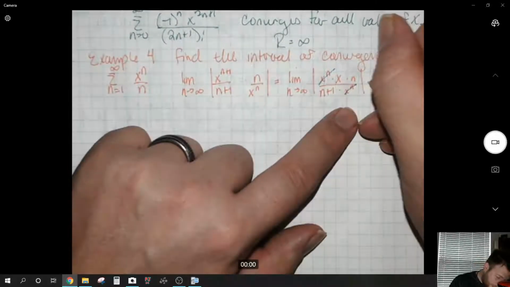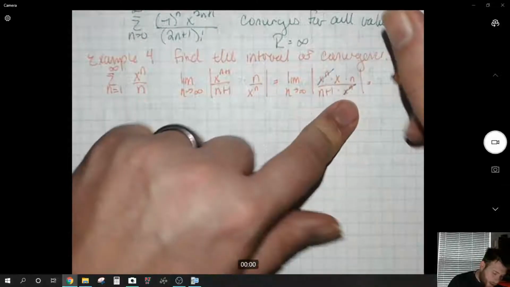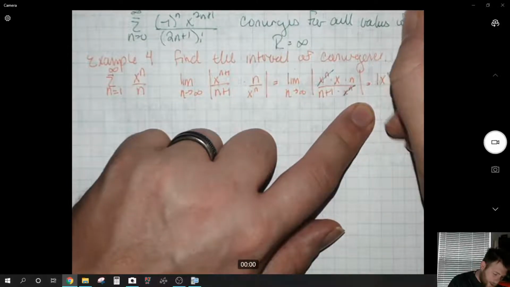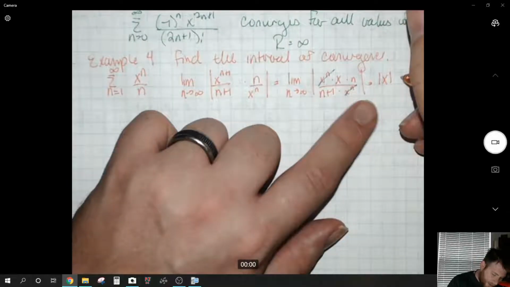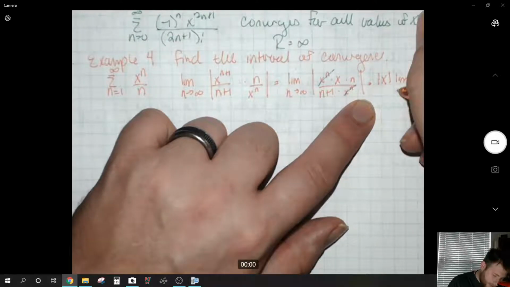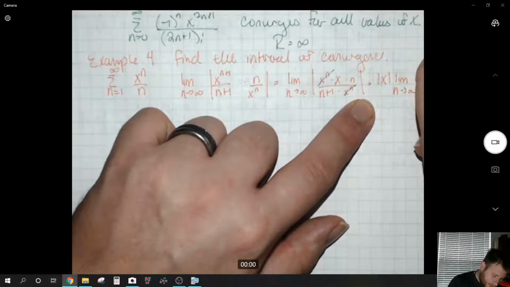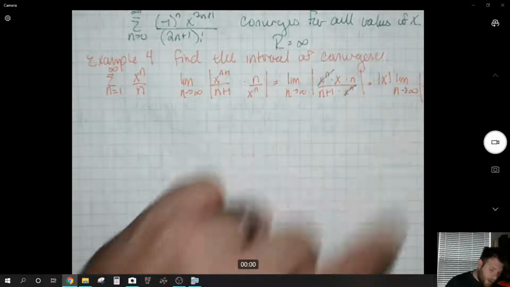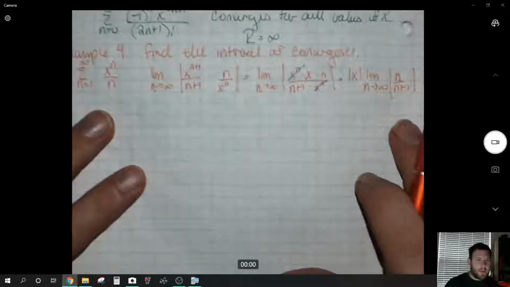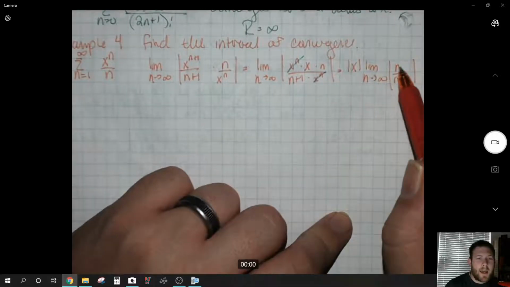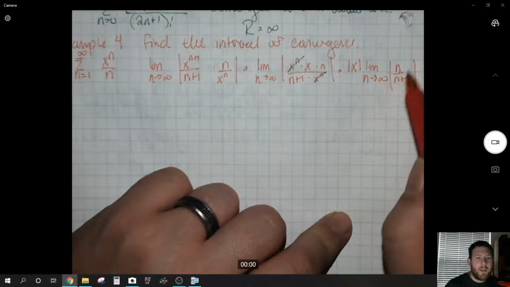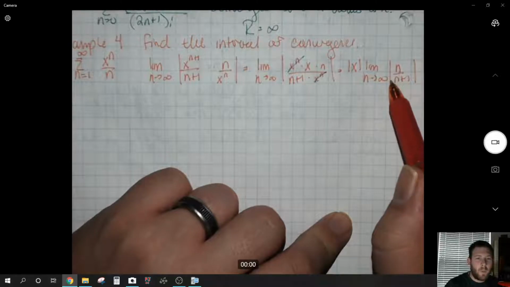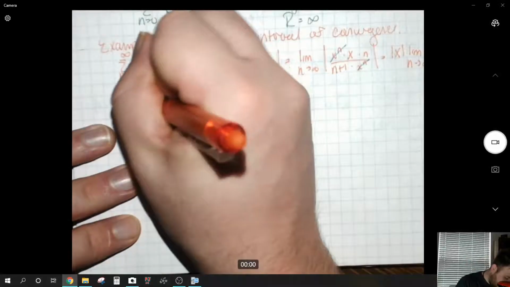So I'm going to rewrite this. I'm also going to pull the x out, and the reason why I can do that is because this limit is in terms of n, not x. And then now I can clearly see that n over n plus 1, the limit as n approaches infinity, is 1. So this whole thing equals the absolute value of x.